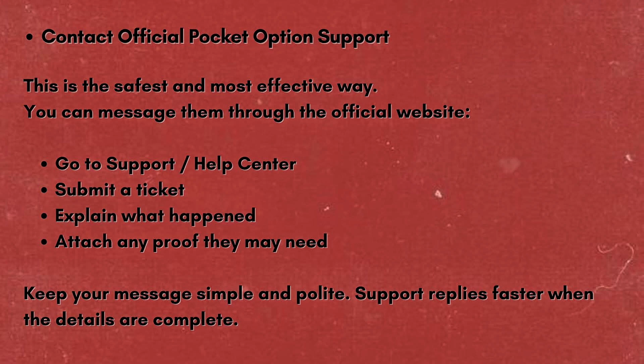And the next one is to contact the official Pocket Option support. This is the safest and most effective way. You can message them through the official website. Go to support or help center, tap on submit a ticket, and explain what happened. You can also attach any proof that they may need. Keep your message simple and polite, and support replies faster when the details are complete. So make sure to complete them.